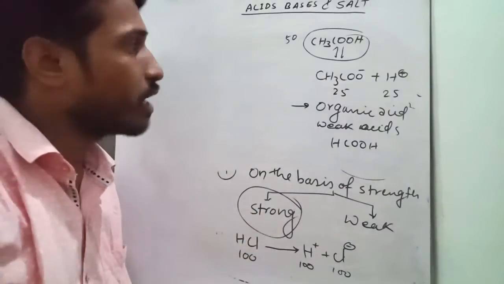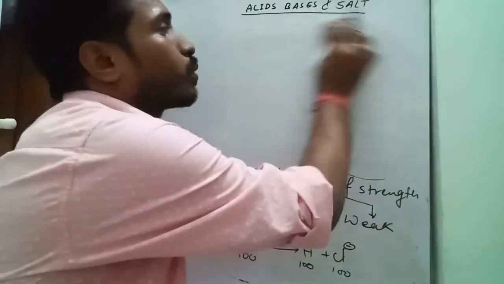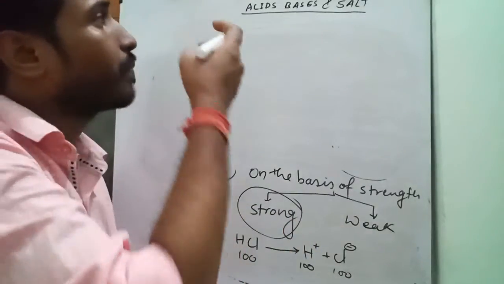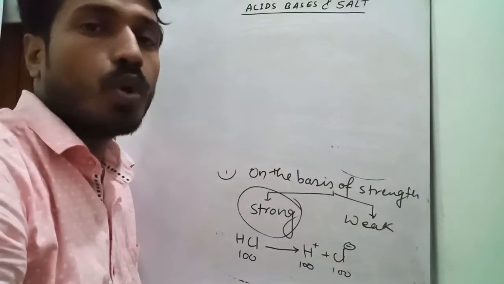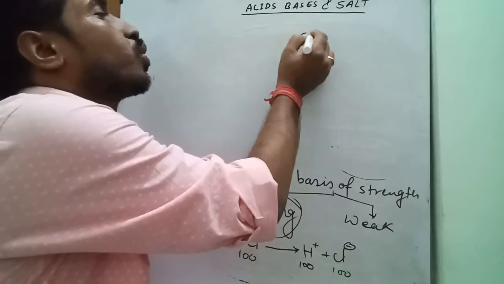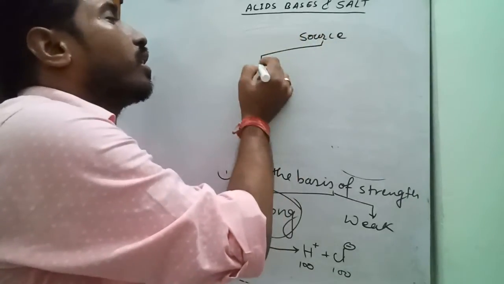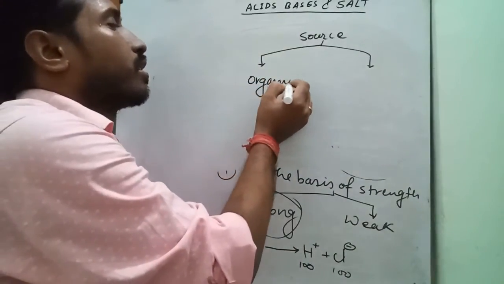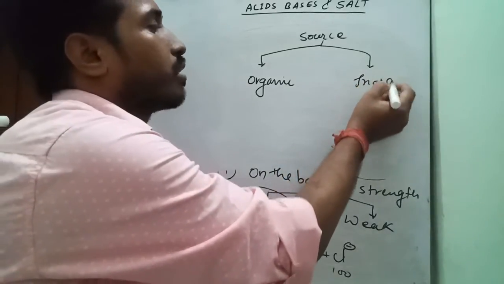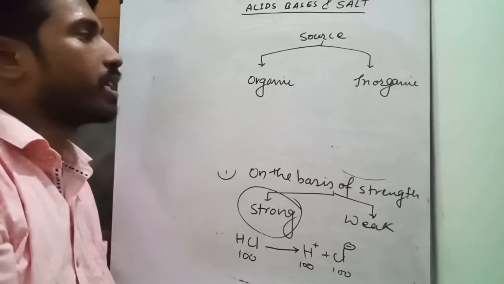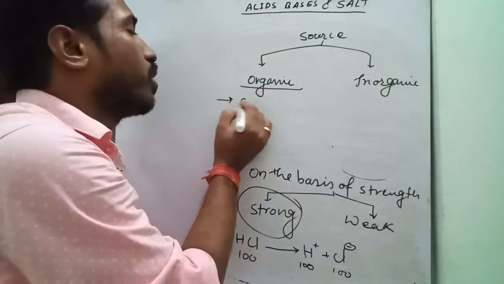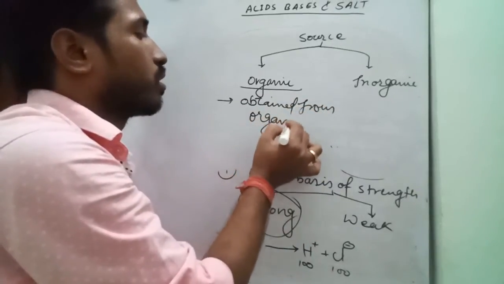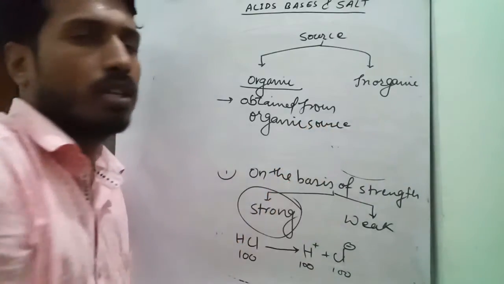One more classification I would like to teach is on the basis of source. That means from where we are getting the acids, either from an organic source or from an inorganic source. So on the basis of source, acids can be classified into two categories, that is organic acid and inorganic acid. Organic acids are those which are obtained from organic sources.